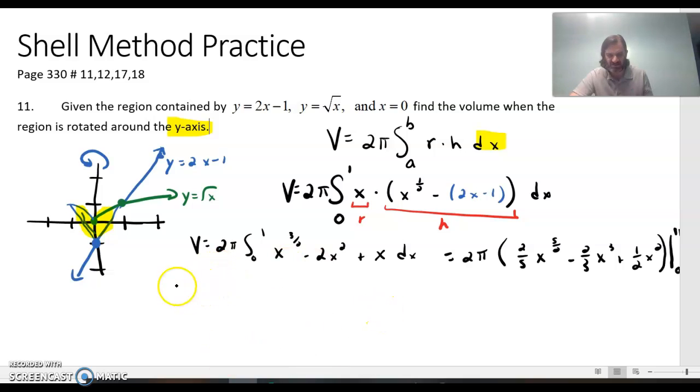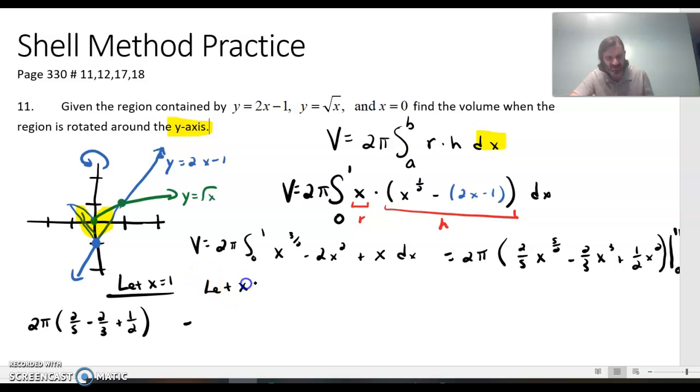Okay, so let's see if we can fix that. So we'll let x equal 1. Okay, so we got 2 pi. We'll plug in 1. We'll have 2/5 minus 2/3 plus 1/2. Going to be some common denominator going on there. And then minus, and we'll let x equal 0. That's just going to be 2 pi times 0 minus 0 plus 0. So all that's gone.